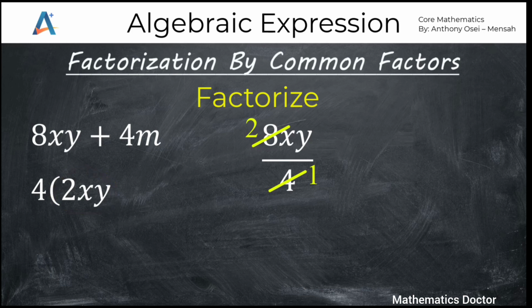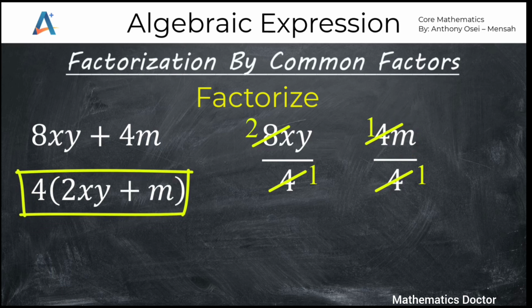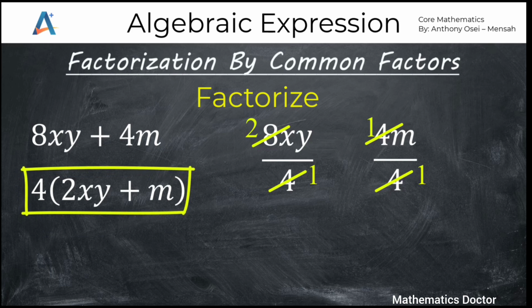Now let's go to the next term, which is 4m. So 4m will be divided by the common factor, which is 4. So 4 goes here, 1, 4 goes here, 1, remaining with m. So we will put m back there, which is positive m. So plus m. Finally, you realize that 4 into bracket 2xy plus m becomes our answer for this question.